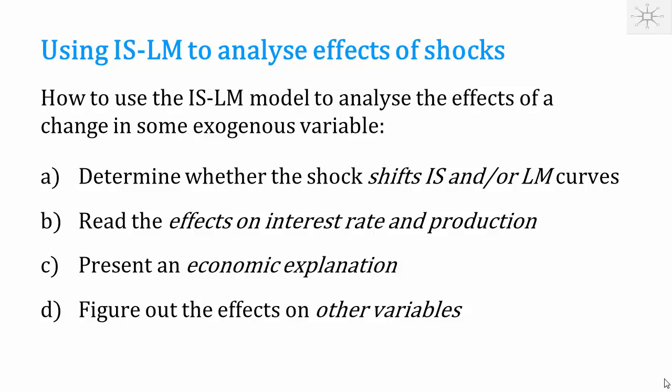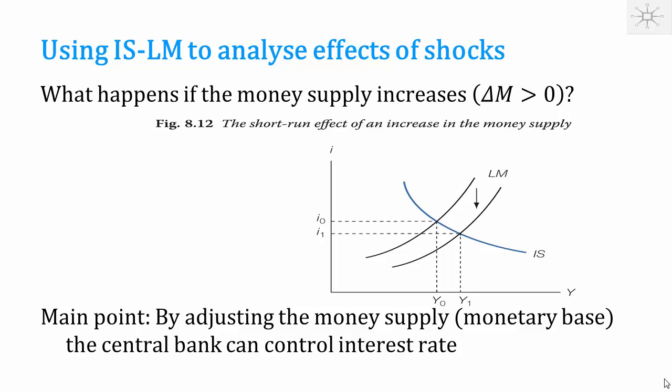Next is the economic explanation. Well, what happens? Well, of course, as you increase the money supply, people have more money, they are more willing to lend that money, and that will push down the interest rate. And as the interest rate falls, that will stimulate demand in the economy, consumption and investment will increase, and then there will be multiplier effects on that, and production will increase. That's basically the mechanism by which the interest rate falls and production increases.